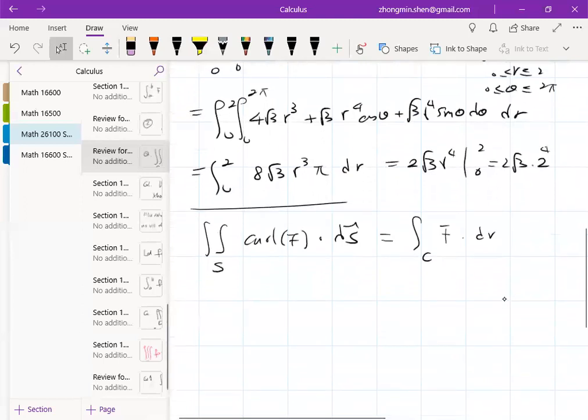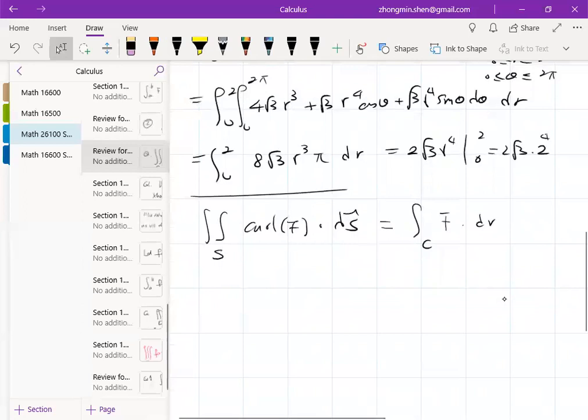But most of the time, it's impossible to check whether the function is the curl of another vector field. Okay, so most of the time we use this formula to evaluate the line integral. Okay, the line integral can be evaluated using this surface integral. Looks like it's more complicated, but you have to carefully choose a surface. Then this is just a generalization of Green's theorem.